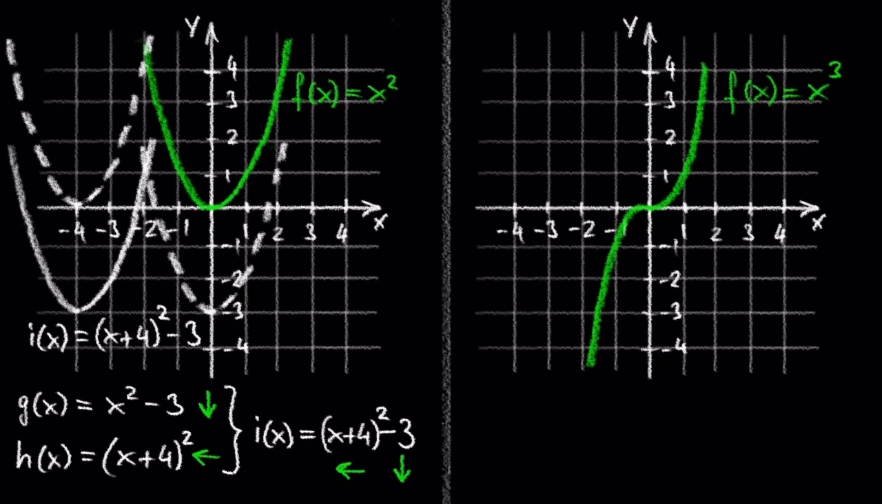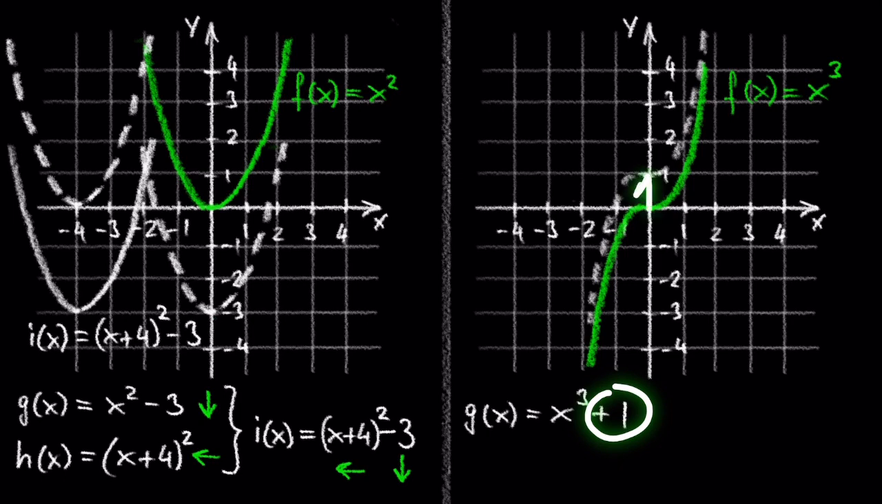Recall that we shift the graph 1 unit up by adding 1 to the function notation. If we would graph this function now, it would look like this. And the function notation would look like this. So the only thing which is left to do is to shift the graph 2 units to the left, which we do by plugging in x plus 2 instead of x.